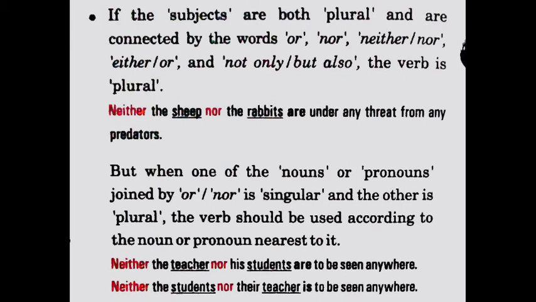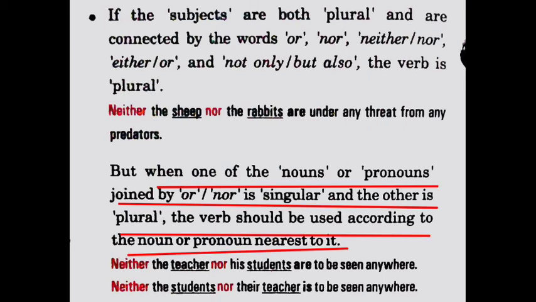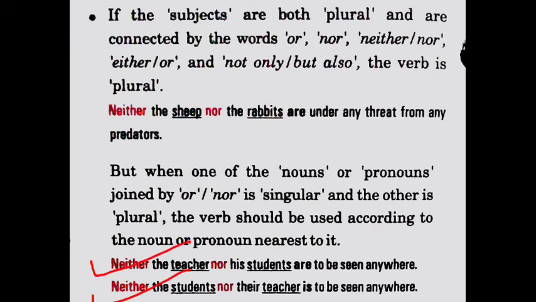Students, you must note that if one of the nouns or pronouns that are being joined by or, nor is singular and the other one is plural, then the verb is used according to the noun or pronoun that is nearest to it. Okay. For example, neither the teacher nor his students are to be seen anywhere, because the nearest subject was students. Same way, neither the students nor the teacher is to be seen anywhere, because the nearest subject is teacher, which is singular.